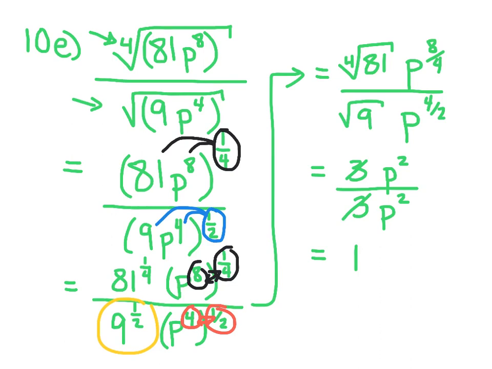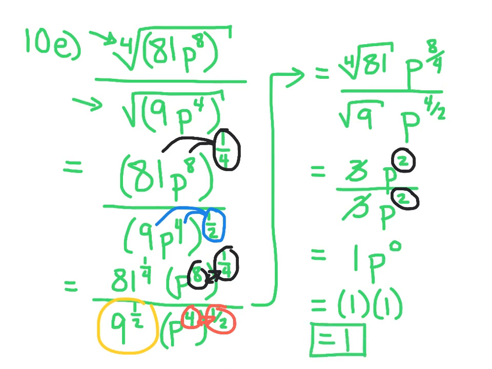P squared, just looking at our rules, p squared divided by p squared, the rule is keep the base the same and subtract the exponents. 2 minus 2 is 0. And we know that anything to the power of 0 is 1. So you have 1 times 1, which is 1.